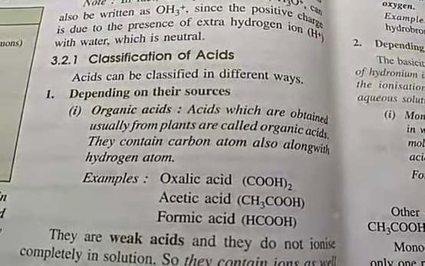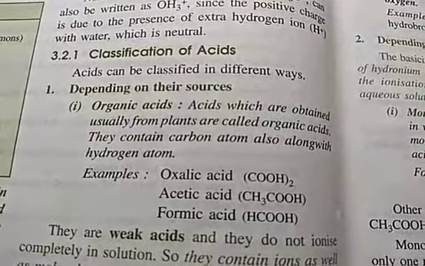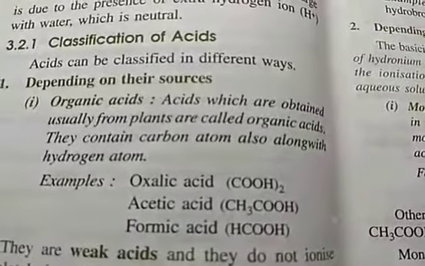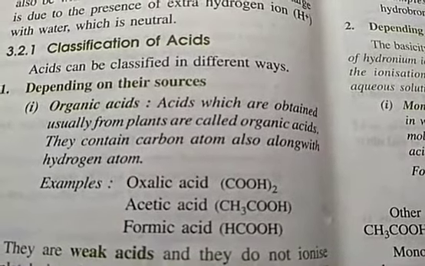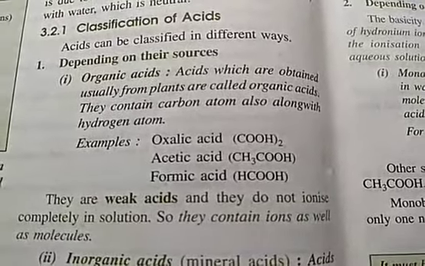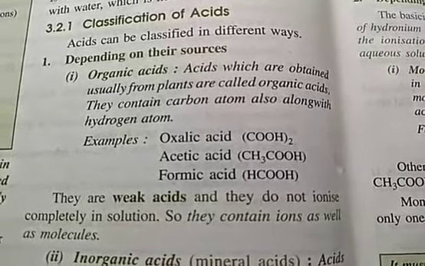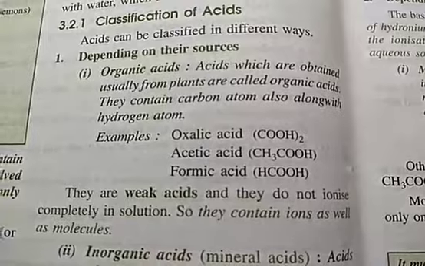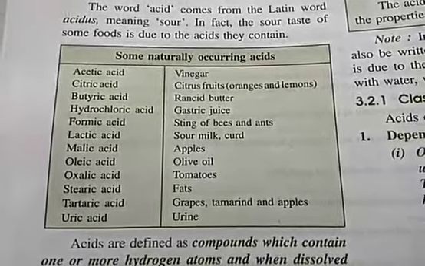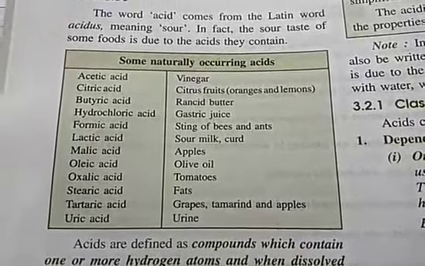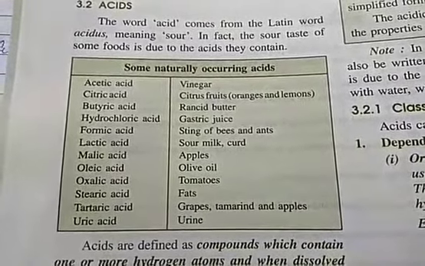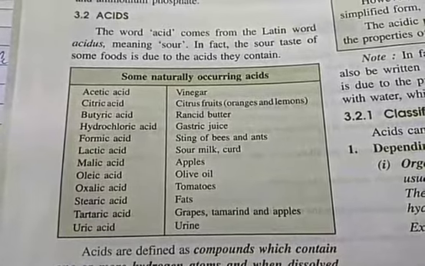Now acids classification. Depending on the source, acids have been classified as organic acids or inorganic acids. So what are these organic acids? Acids which are obtained usually from plants are called organic acids. Some examples they have given: oxalic acid, acetic acid, formic acid, and some more examples you can find in the left hand column. You can see over here uric acid, tartaric acid, and their sources: tartaric acid source grapes, tamarind, apples, oxalic acid source tomatoes.